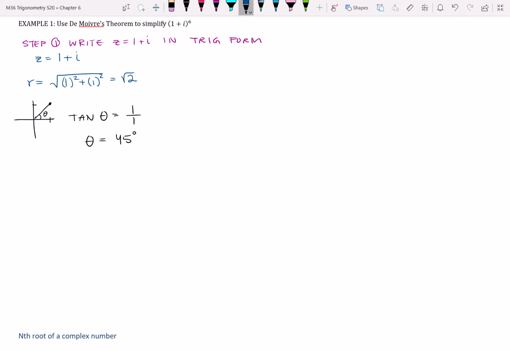So we have this complex number in trig form. z is equal to the square root of 2 times the quantity cosine of 45 degrees plus i sine of 45 degrees. This is just another way of writing 1 plus i in trigonometric form. De Moivre's theorem is telling us that if we have a complex number raised to the 6th power, all we have to do is take our modulus, raise it to the 6th power, and take our argument, which is our angle, and multiply by whatever that power is.